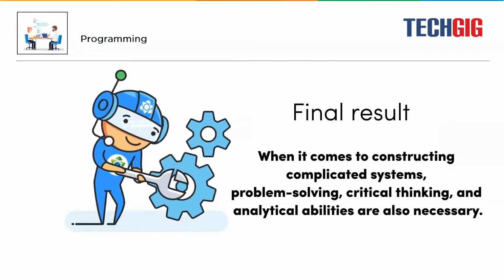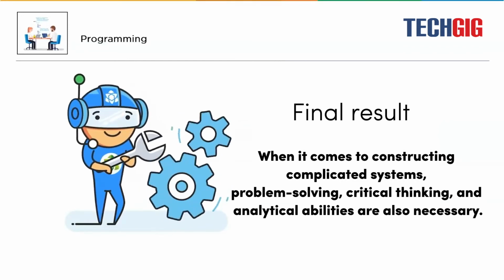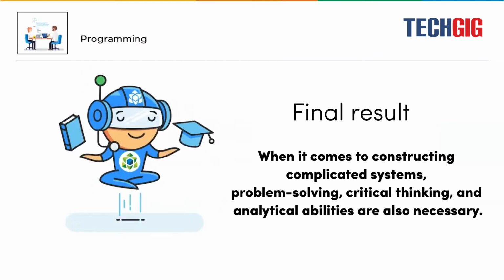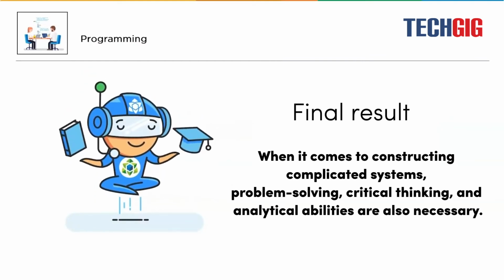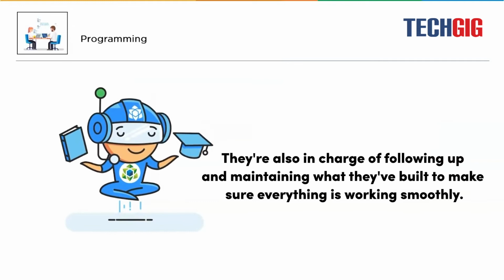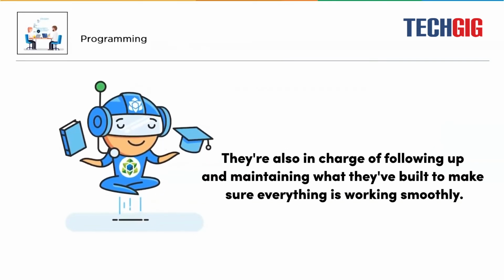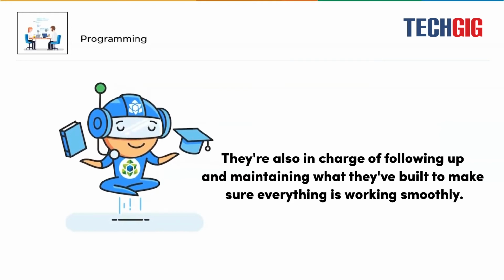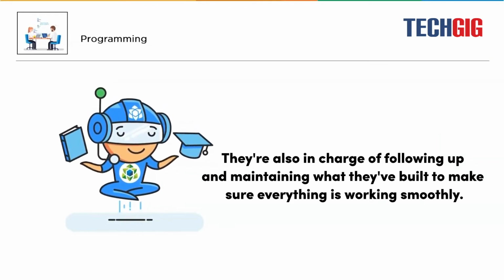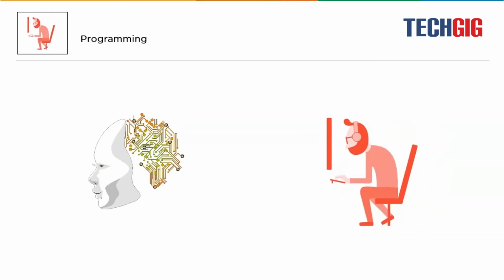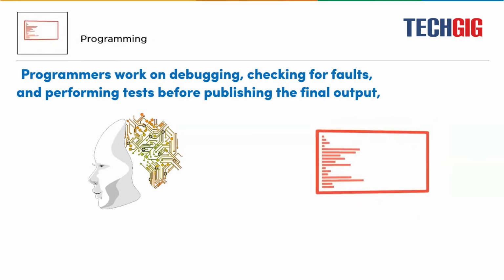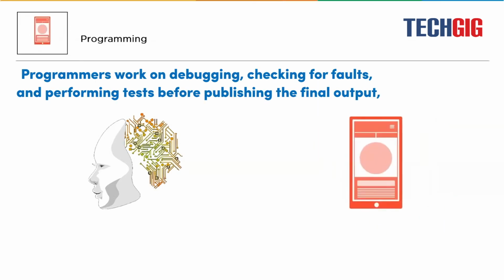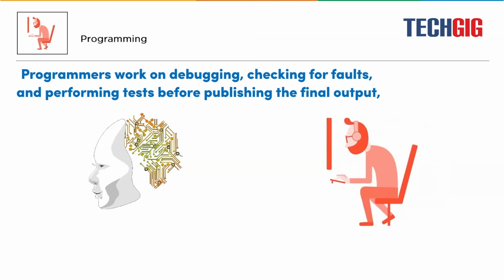As a coder, you usually expect a simple solution that, if compiled, would successfully produce the desired result. Programmers, on the other hand, will strive to create a whole working application or piece of software that will be used in the market. They're also in charge of following up and maintaining what they've built to make sure everything is working smoothly. Coding and programming are 2 crucial parts of finishing a software project, to put it simply.